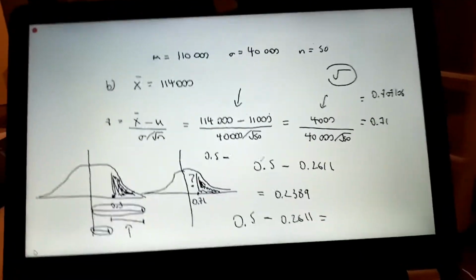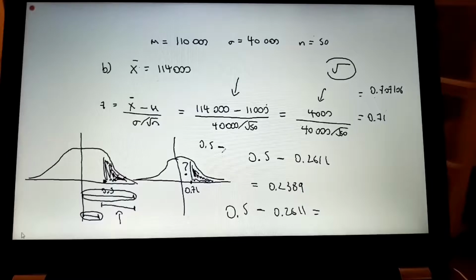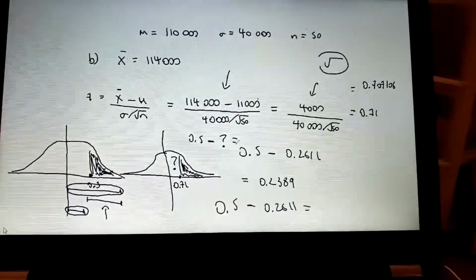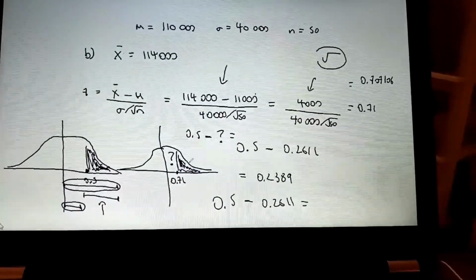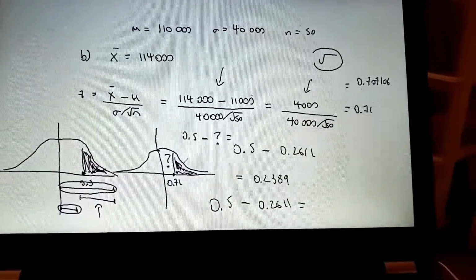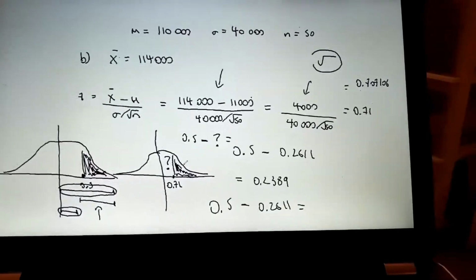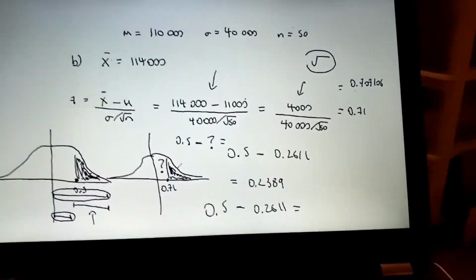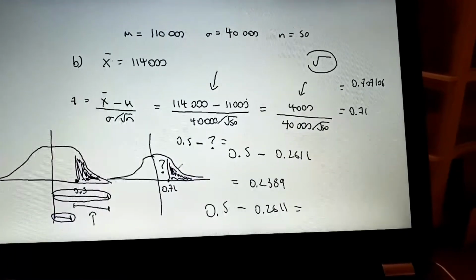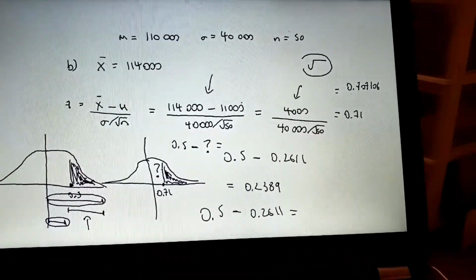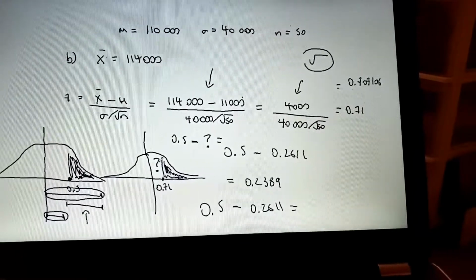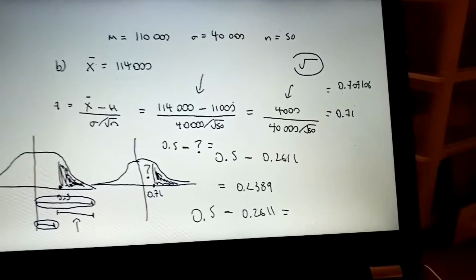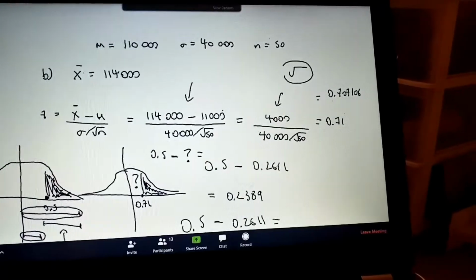Right. And then when you subtract 0.2611, you're basically getting rid of the question mark area. And when you do that, you get the remaining area, which is the one that we want. Okay, so what two numbers did you say is on the chart? 0.71? Yeah, so you look up 0.71, and that will give you the area for where the question mark is. So that's 0.2611. Okay. Yeah, that's the only part that you have to look up in the chart for this one.